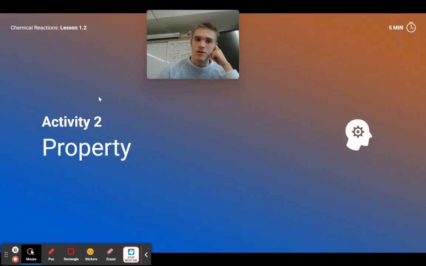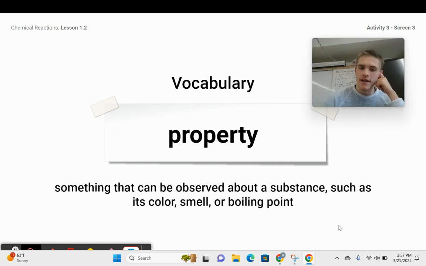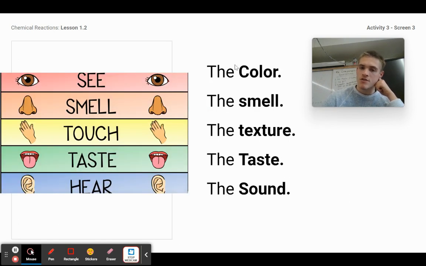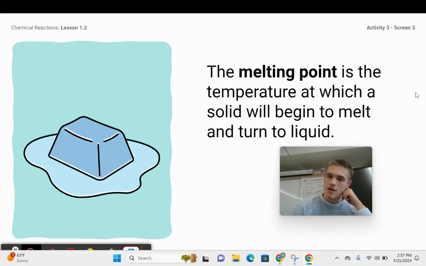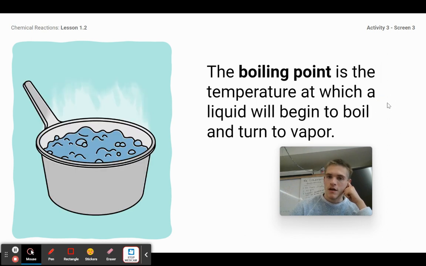We're also going to learn about properties. A property is something that can be observed about a substance, such as its color, smell, or boiling point. Basically, these are all properties: what we can see, smell, touch, taste, and hear. The color, the smell, the texture, the taste, the sound. Another property is the melting point, the temperature at which the solid will begin to melt and turn into a liquid. Another property is the boiling point. It's the temperature at which a liquid will boil and turn into a vapor.